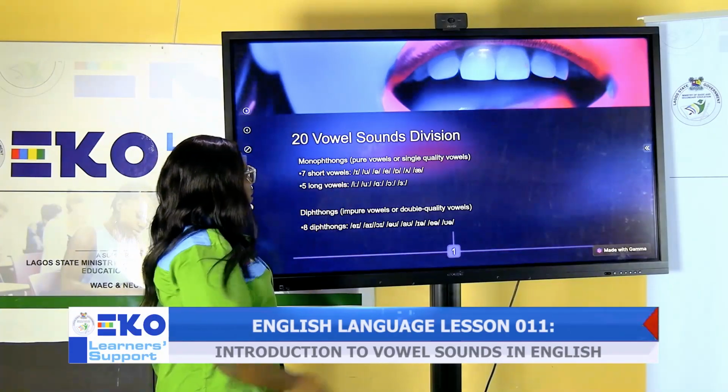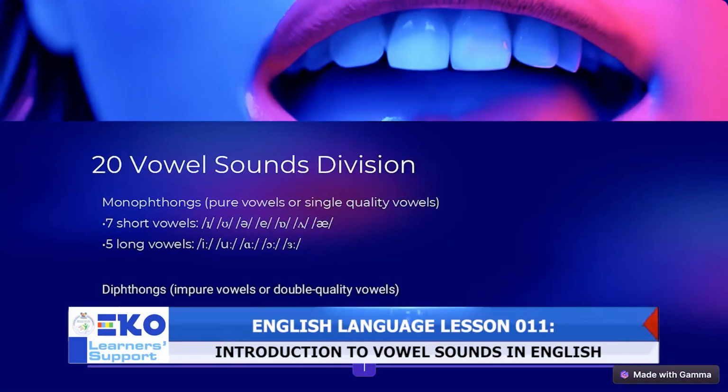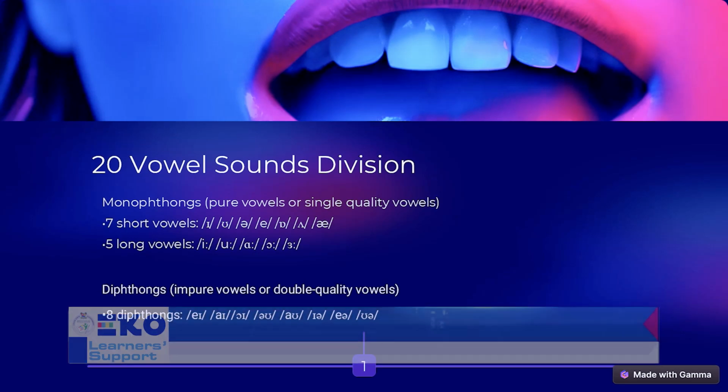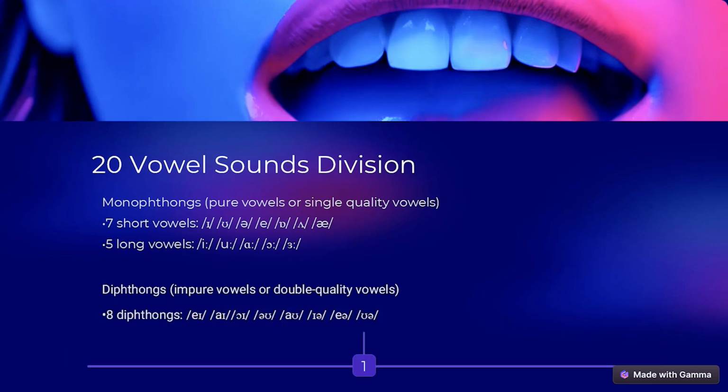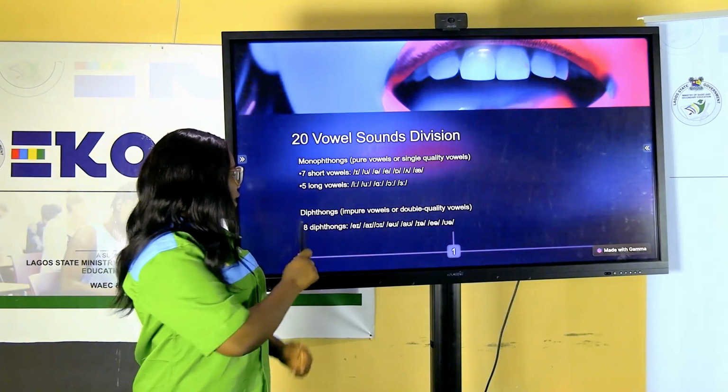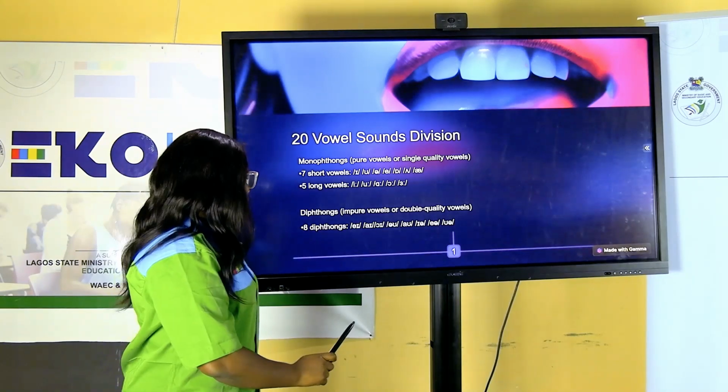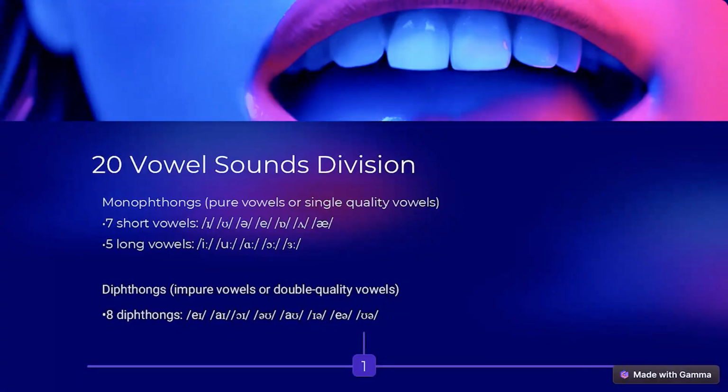We have 7 short vowels and 5 long vowels. The 7 short and 5 long vowels come together to form monophthongs. And altogether, 7 plus 5, we have 12 monophthongs of the English language. And then we have 8 diphthongs. Take a look at these diphthongs. 8 of them. 1, 2, 3, 4, 5, 6, 7, 8.